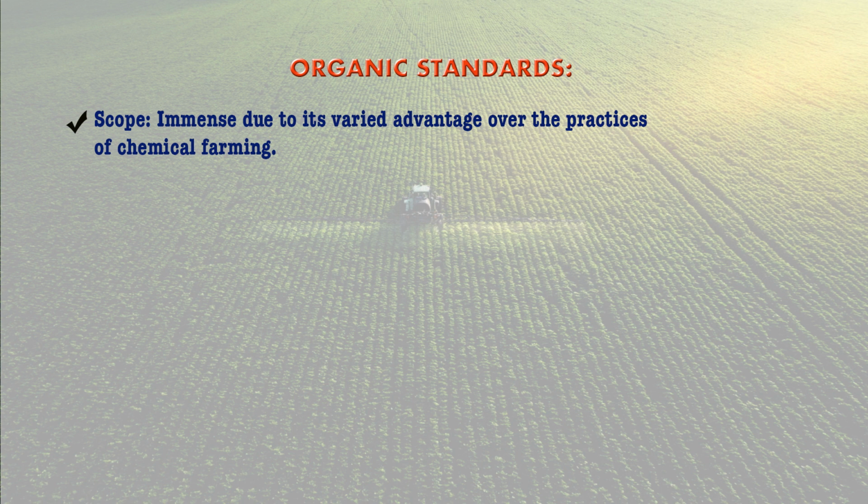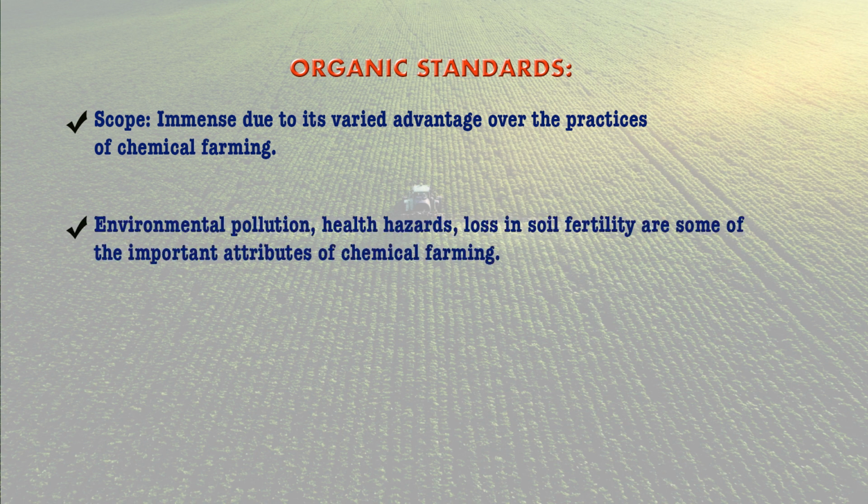The scope is immense due to its varied advantages over the practices of chemical farming. Environmental pollution, health hazards and the loss in soil fertility are some of the very important attributes of chemical-based farming. Several stretches of land have become infertile due to this chemically based farming.